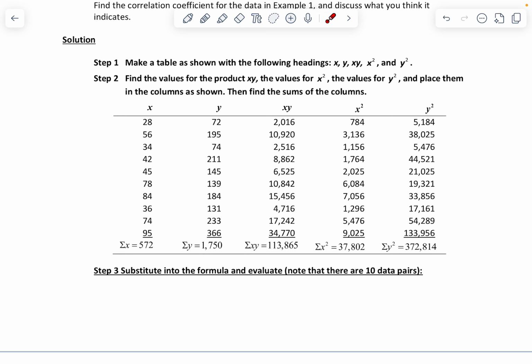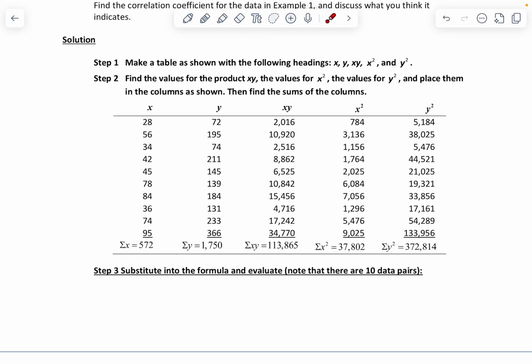In the column labeled xy, the numbers in this column are found by taking each value of x and multiplying it by the corresponding value of y. So like 2016, that would be 28 times 72. 10,920, that would be 56 times 195, and so on. In the x squared column, you square all of the numbers in the x column. 784, that would be 28 squared, which means multiply it by itself. 28 times 28 is 784. 3,136, that is 56 squared, and so on. Then we do the same thing for the y values. 5,184, that is 72 squared.